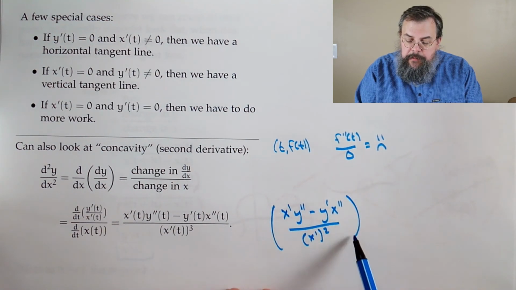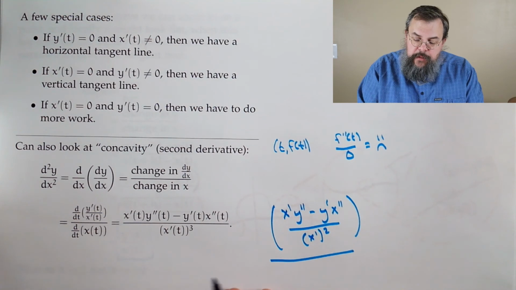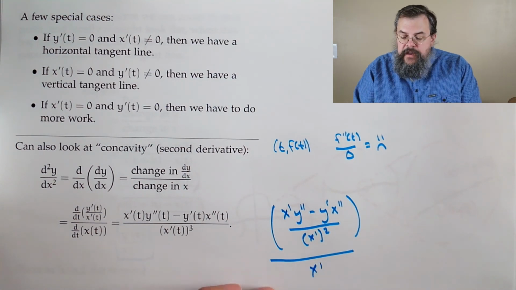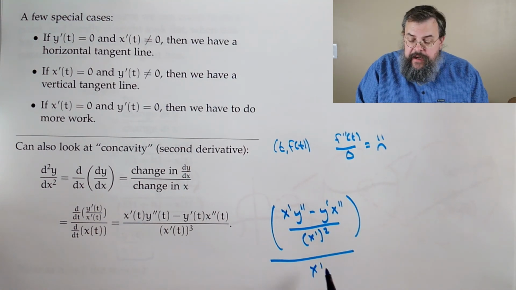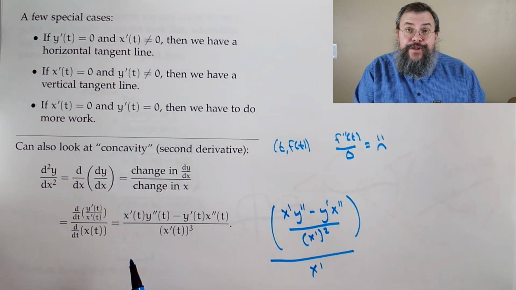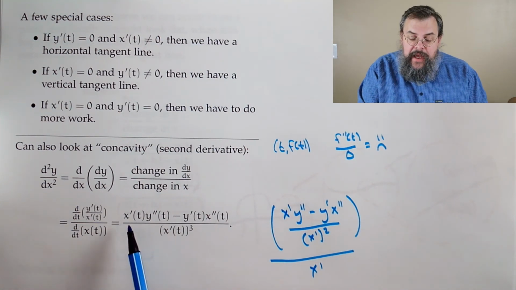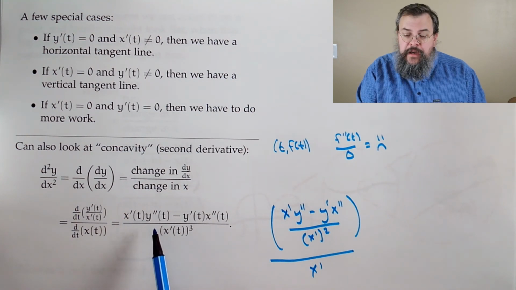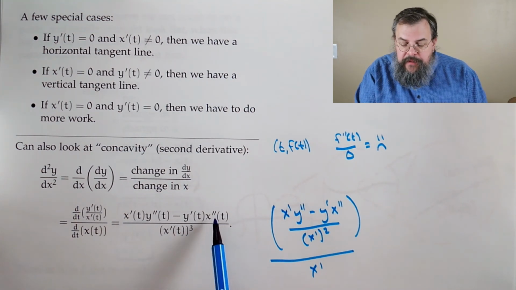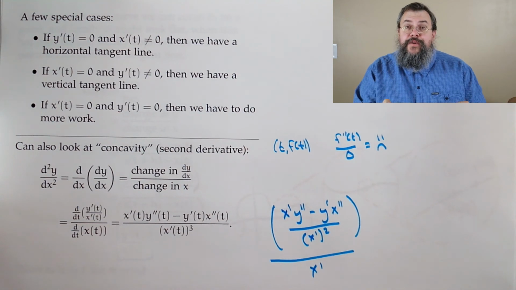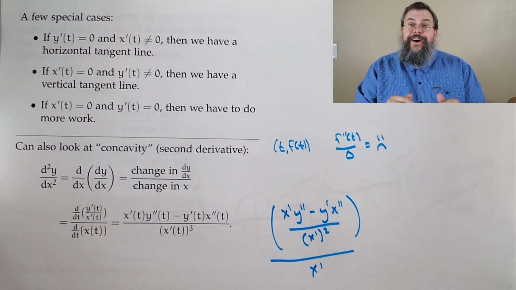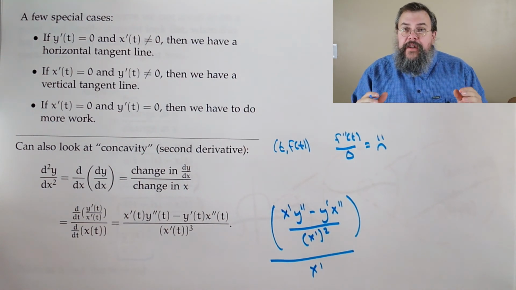Now that's just the derivative of the top. Divide that by derivative of the bottom, x prime. And you can see we can move this x prime up, put it with this other x prime. So we get this interesting looking expression. x prime of t, y double prime of t, minus y prime of t, x double prime of t, all over x prime cubed. Okay, wow, okay. Maybe not what we expected.